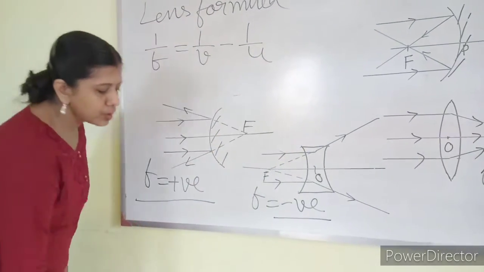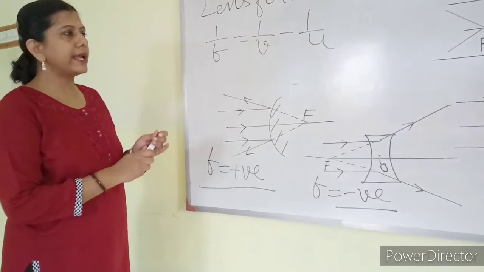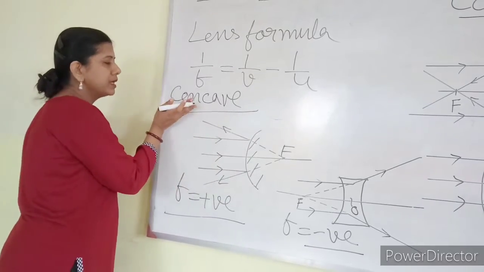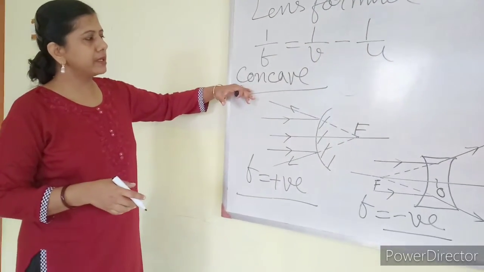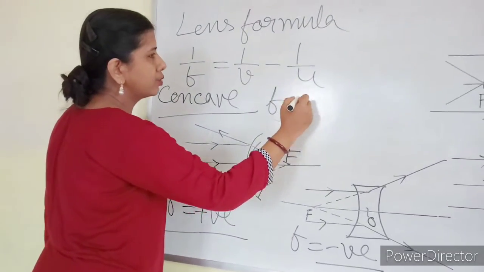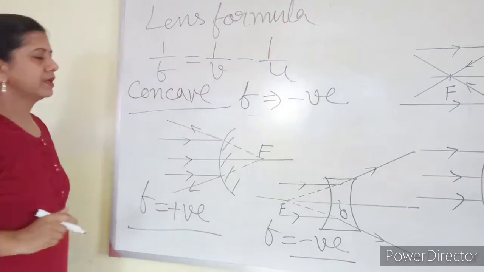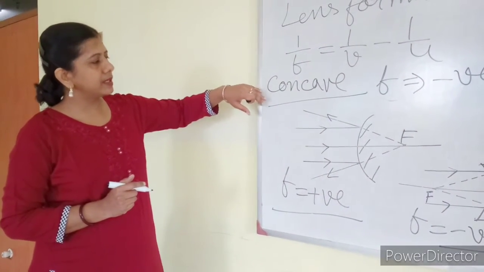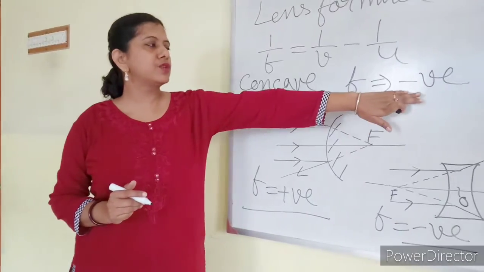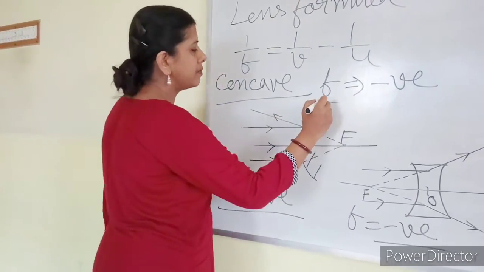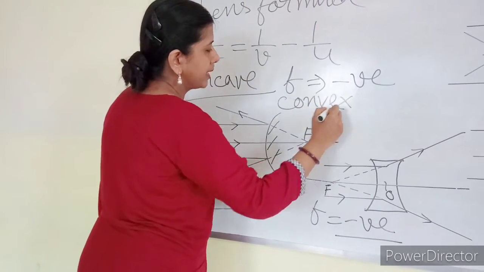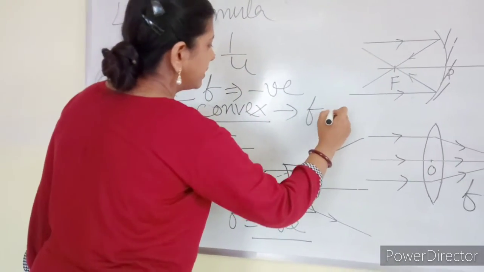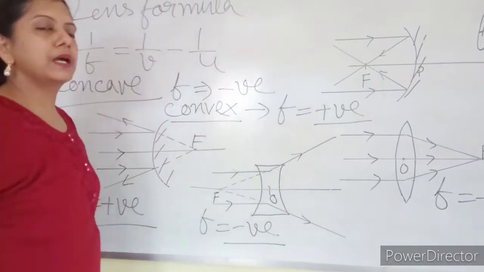So one thing you have to remember: if the name is concave, whether it is mirror or lens, concave means the focal length will always be a minus value. Whether lens or mirror, every time it is concave, it will be negative. If the name is convex, whether it is mirror or lens, whatever it may be, the focal length will be calculated as a plus value.